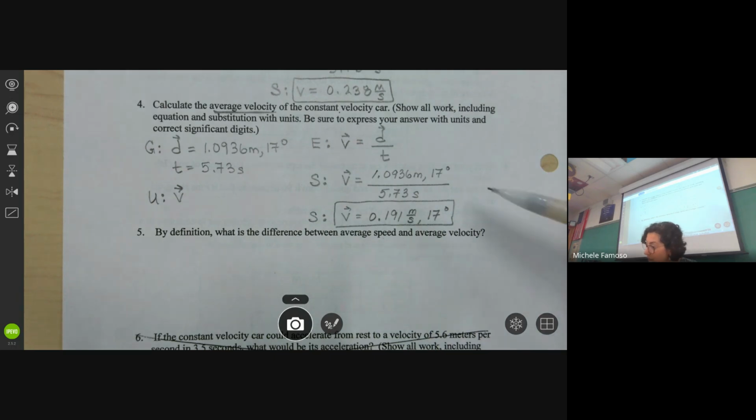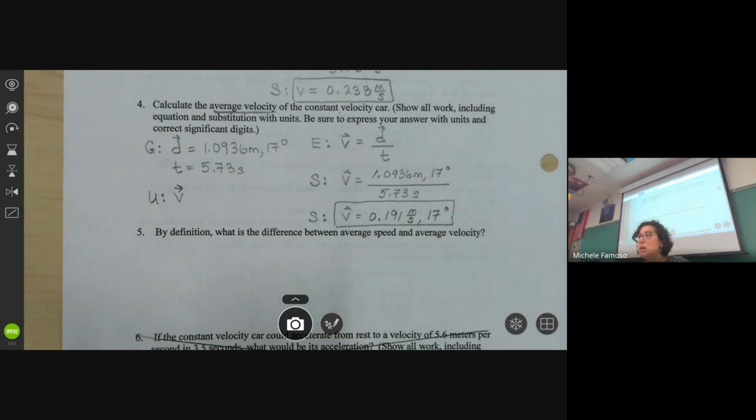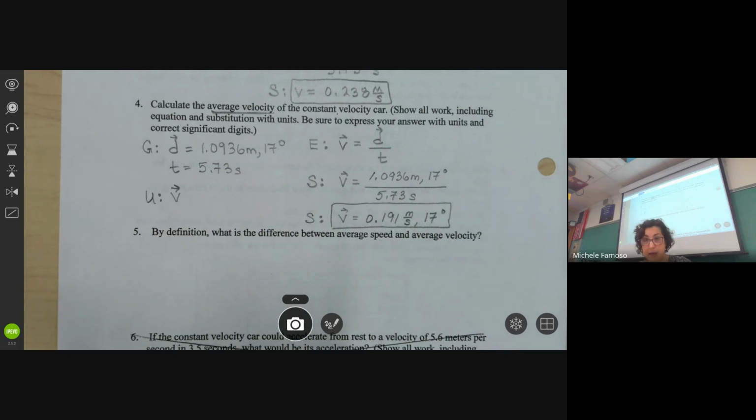And I need 3 significant figures because my time had 3 significant figures. My displacement had 1, 2, 3, 4, 5 sig figs. So I have to go with the fewest number of sig figs when I divide, which would be 3 for me. My time had 4 significant figures. I would need 4 sig figs on this answer. Please confer with your partners in your group to make sure you're all getting the same thing, including the direction.